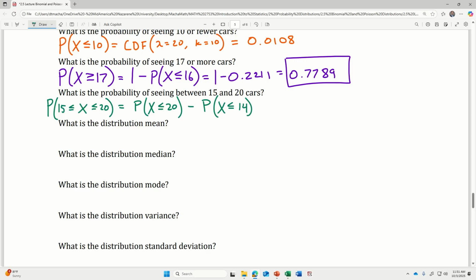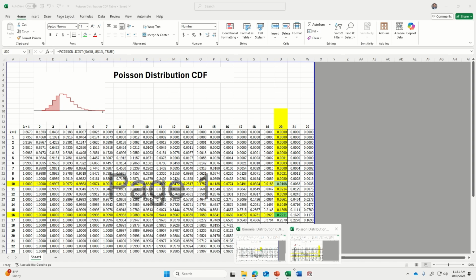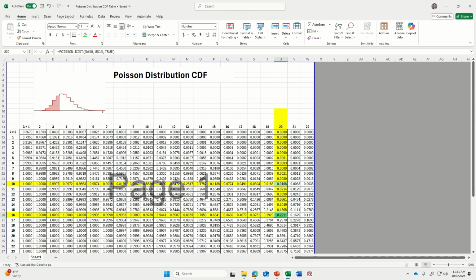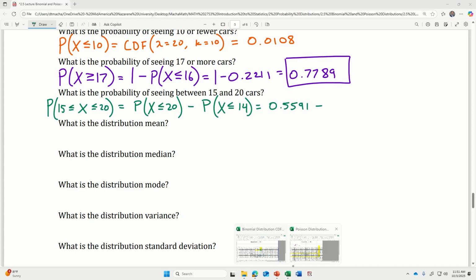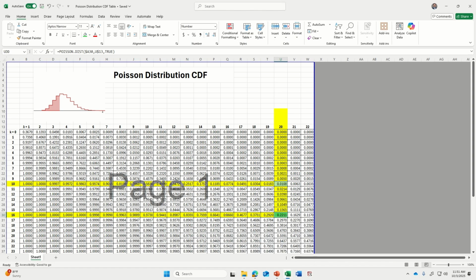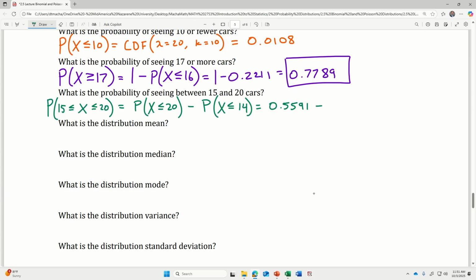All right, and then I just have to look up two numbers from my CDF table. One where k is 20, and the value where k is 20 is 0.5591. And then I look up the value where k is 14. That's 0.1049. And then 5591 minus 1049 is 4542. So there's a 45% probability of seeing between 15 and 20 cars.